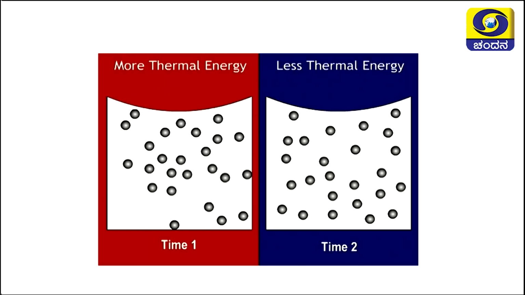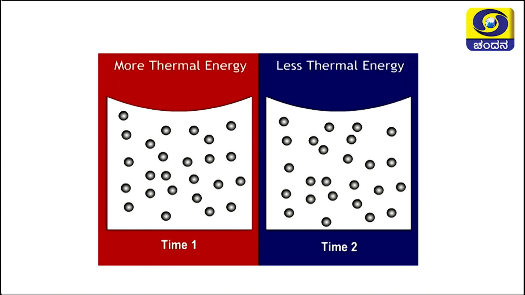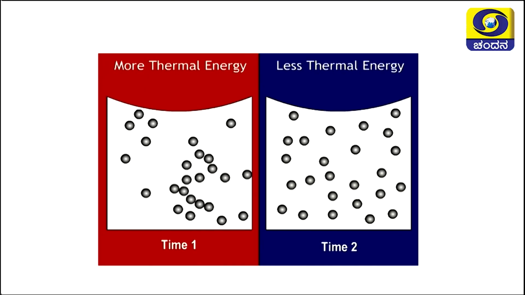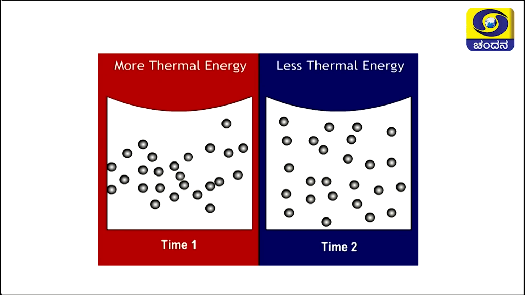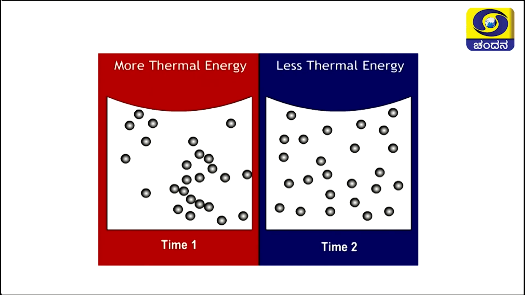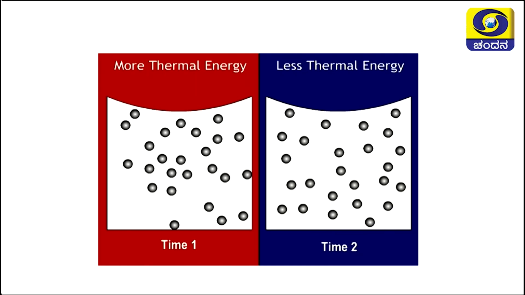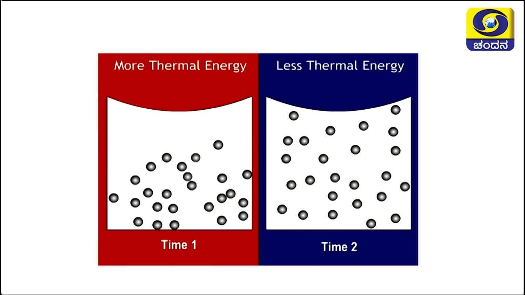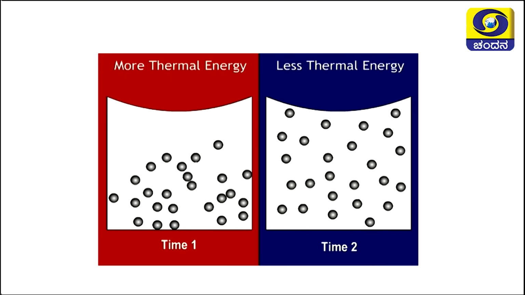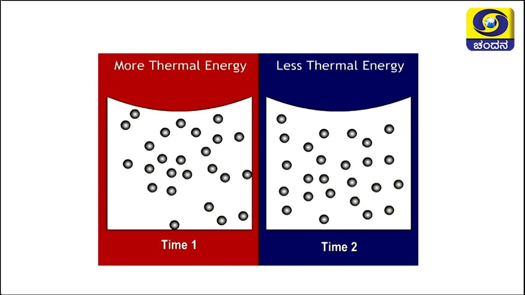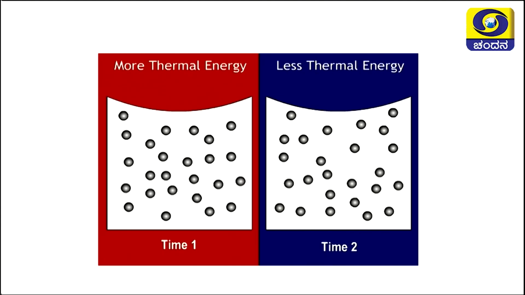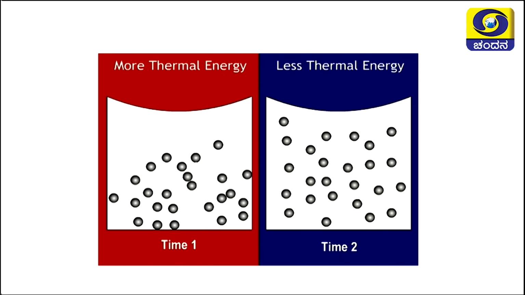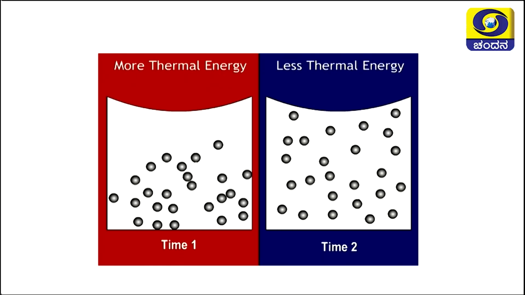See here, a picture showing that in time 1, more thermal energy means the particles start vibrating fast. In time 2, there is less thermal energy, so the particles are not as fast as in time 1. What does it show? It shows that temperature plays an important role in the changing of matter.